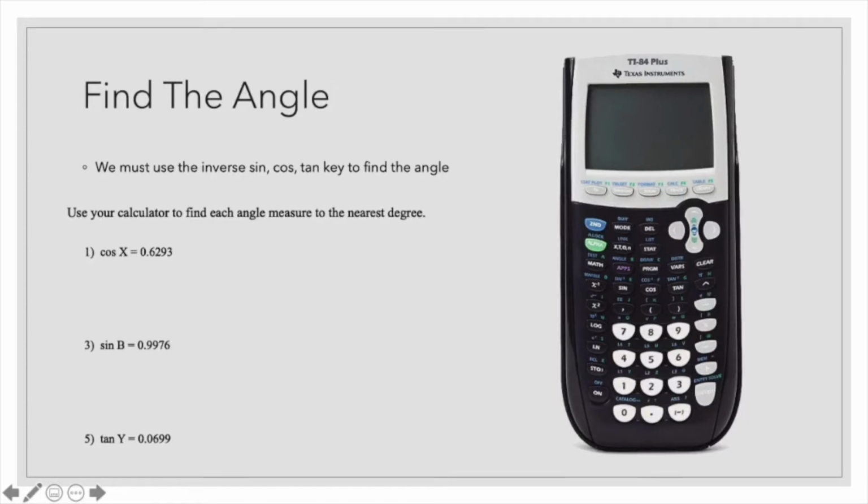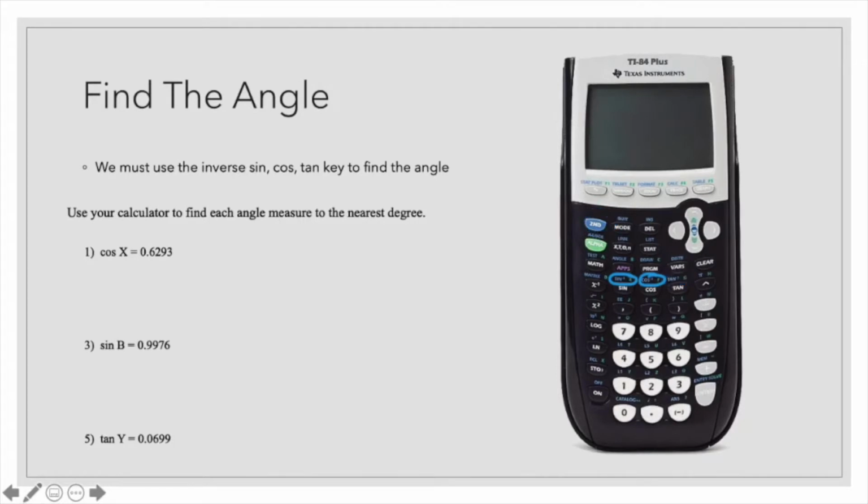Last lesson, you were actually asked to find cosine of some angle like 25 degrees or something like that, and you got a decimal value. We're going to go backwards and find out what angle would make that decimal value. So we're going to have to find the buttons on our calculator to do that. You're going to use the inverse sine, cosine, and tangent, and they're listed right above the sine, cosine, and tangent buttons. That means you're going to have to use the second button to do that.